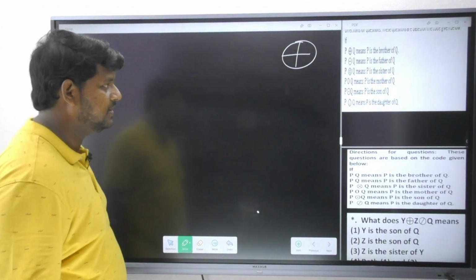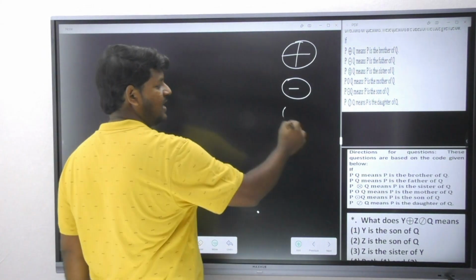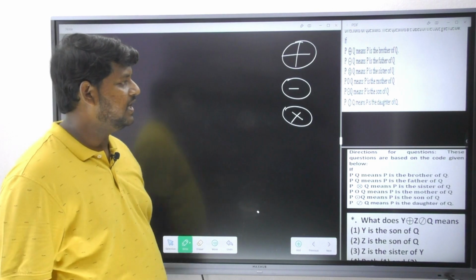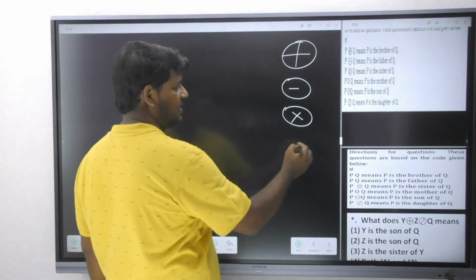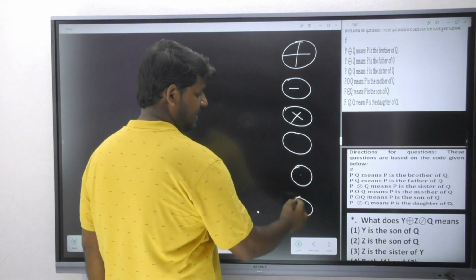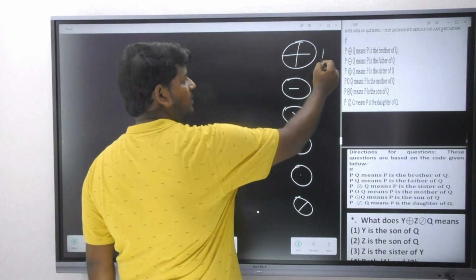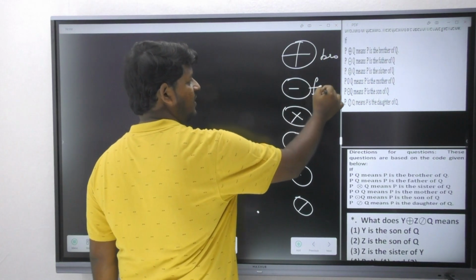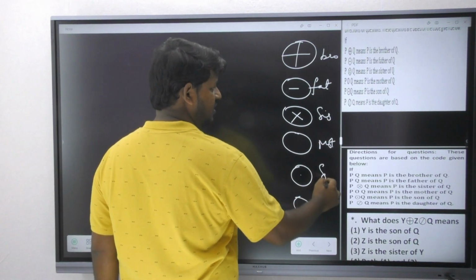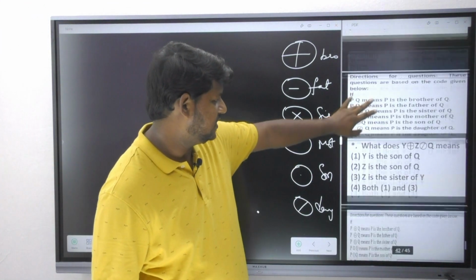Circle plus is brother. Circle minus is sister. Circle minus was father, and now circle into is actually sister. Just a circle is mother, and circle dot is son. Circle with a side arrow or a slash, you can say it as daughter. Okay, so let me write down. This is brother, this is father, this is sister. If it is visible, then it is okay. If it is not visible, then I am writing it for your convenience. Okay, now let's go with this one.